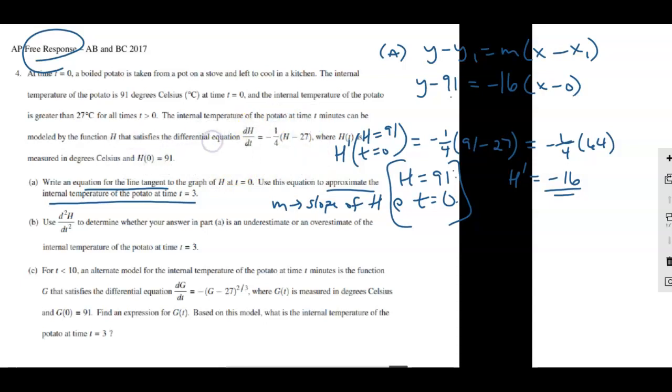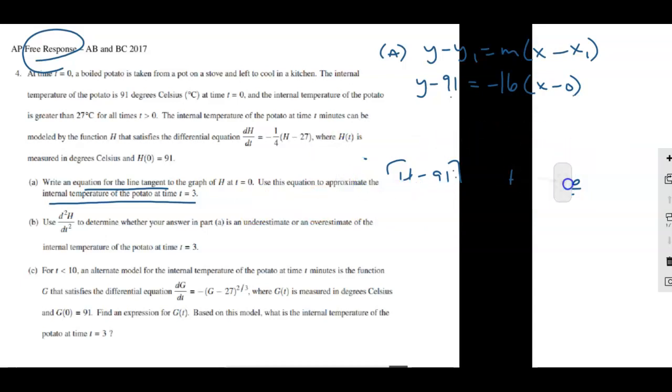Okay, so let's see. All this good stuff that we got, I'm going to go ahead and erase this, right? We're already done with it. We got the equation of that tangent line. I'm going to leave that stuff. Very good. Now let's go ahead and finish the rest of it.